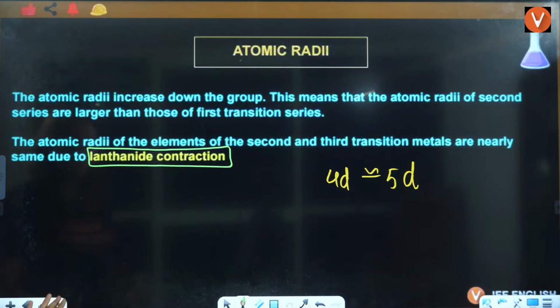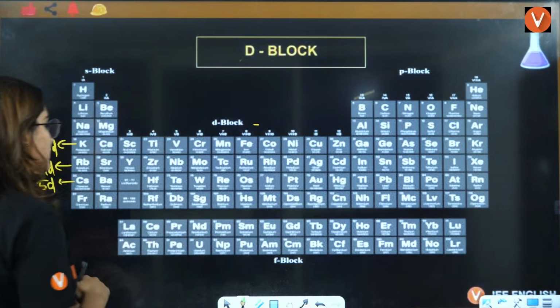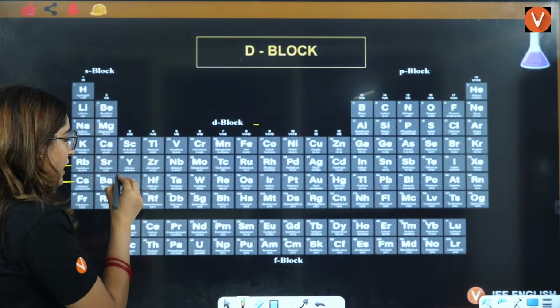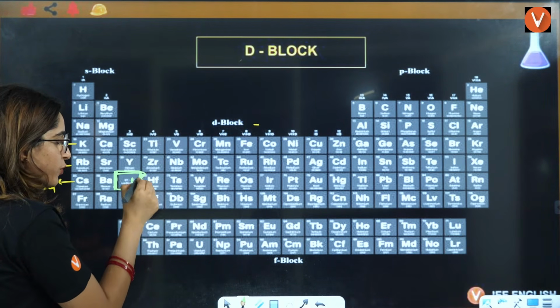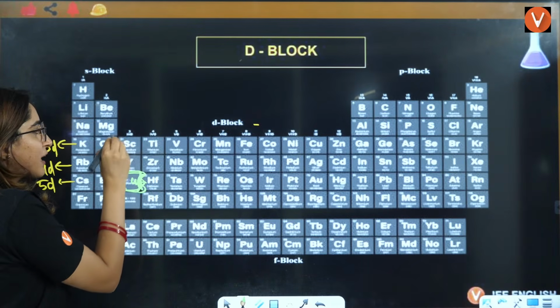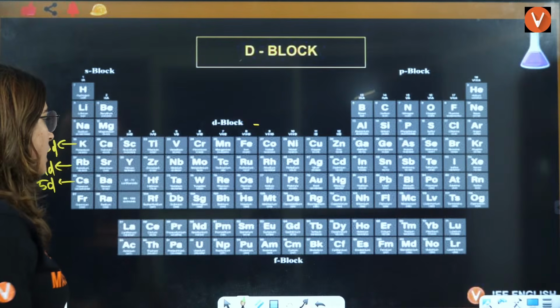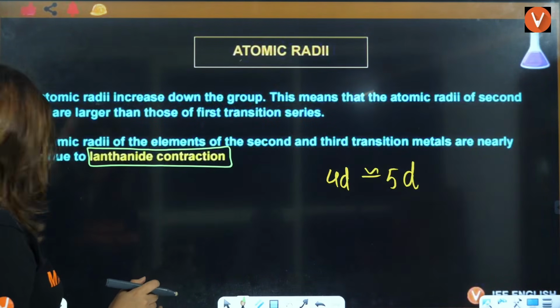The reason is, if you see this on the table, this is your 3d, 4d and 5d series. Here you have lanthanum, here you have the addition of 4f. Before 3 to 4, there is no such jump here. So that's why, if you talk about the third, in fact, it should not be written as 3 to 4.